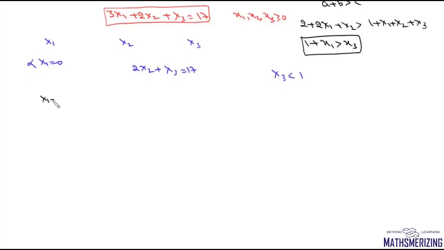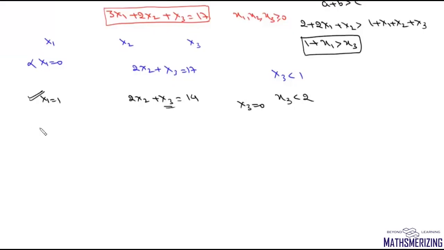Now when x1 is equal to 1, we can write 2x2 plus x3 equals 17 minus 3, which is simply 14, where x3 is less than 2. Now in this case, 2x2 plus x3 is 14, so that means x3 can take only even values. The only even value possible in this case is x3 equals 0. So that means we have one triangle in which x1 is 1, x3 is 0, and if we put x3 as 0, we get x2 as 7.